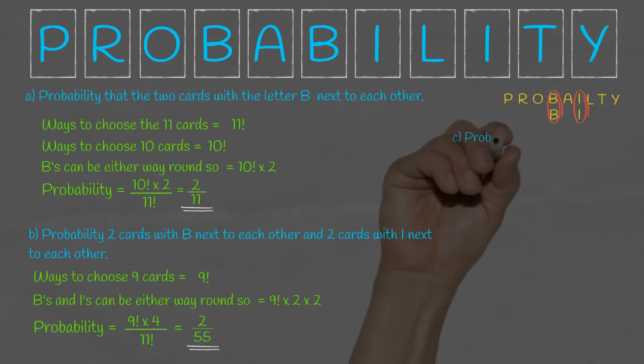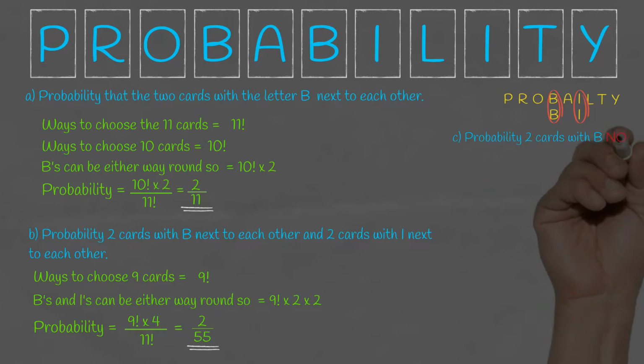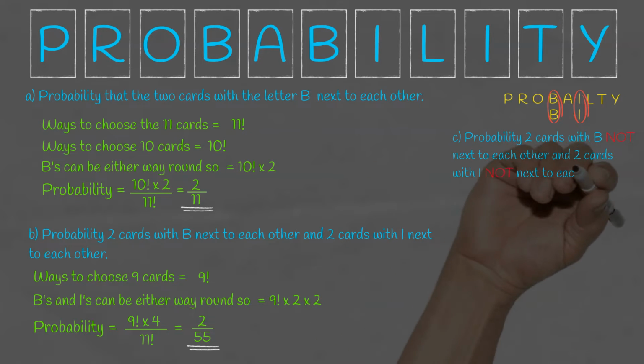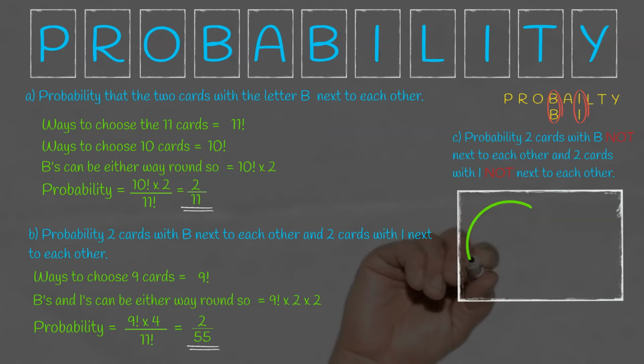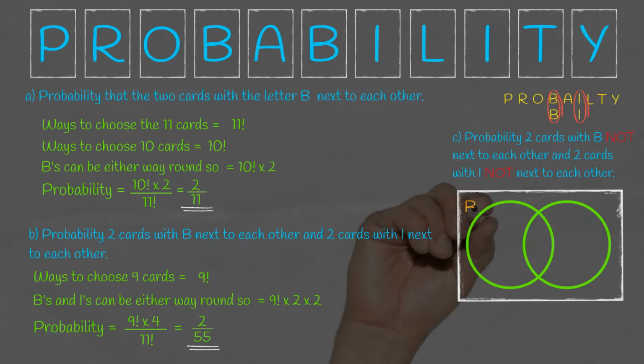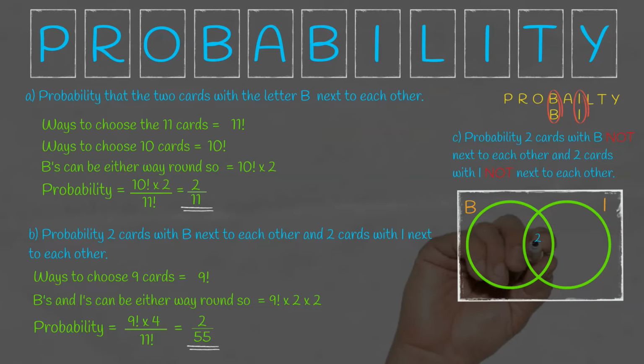And finally, we're asked to deduce the probability that the two cards with the B are not next to each other and the two cards with the I are not next to each other. Now, this is going to be easiest to work out using a Venn diagram. So if we label one circle B for the B's next to each other and one circle I for the I's next to each other, we can start filling it out with the information we know. Now we know the probability of the B's together and the I's together is 2 over 55, so we can write that in the middle section.